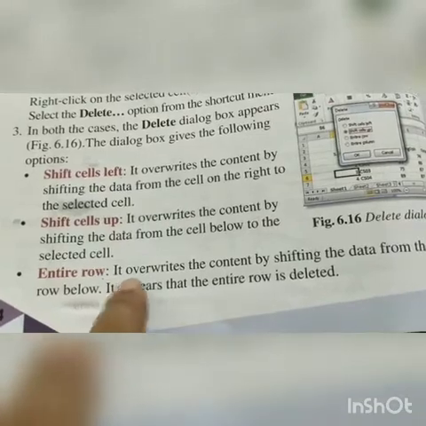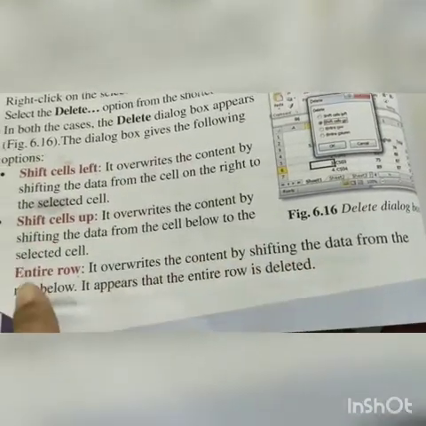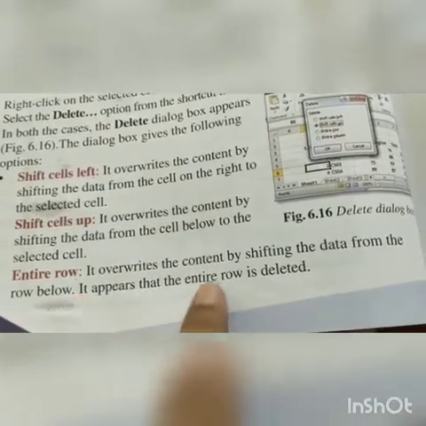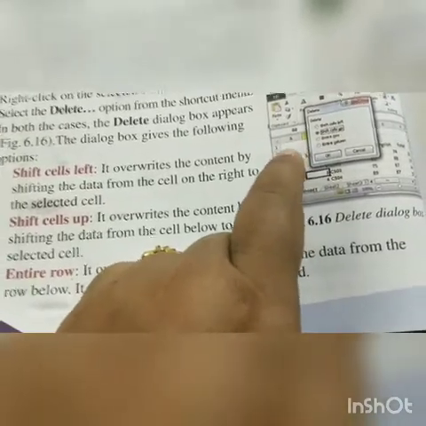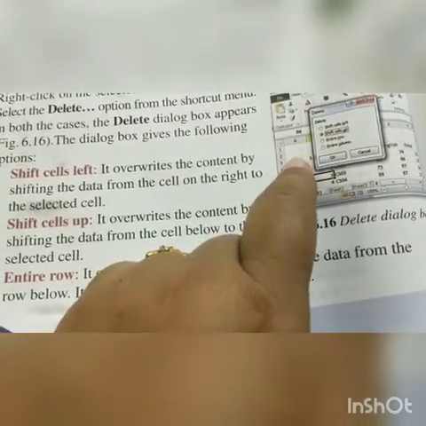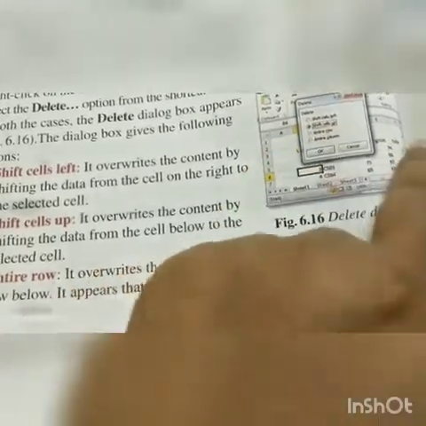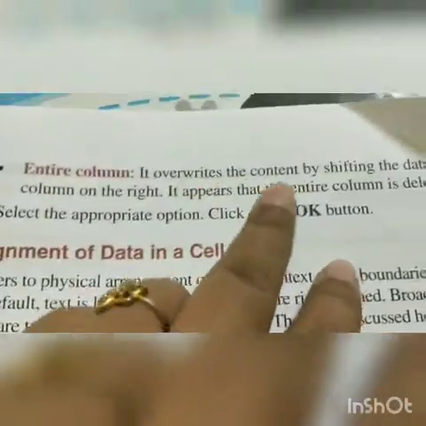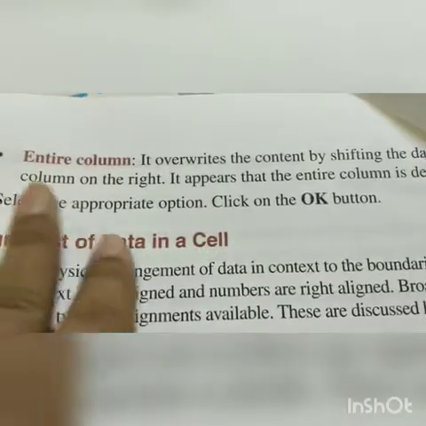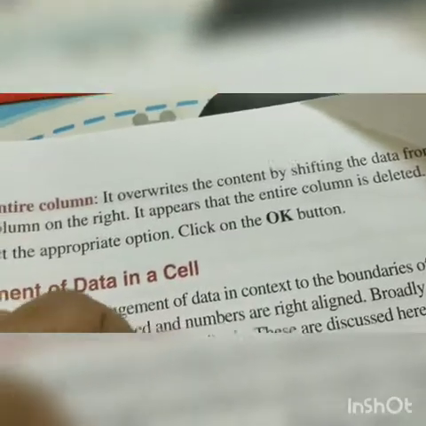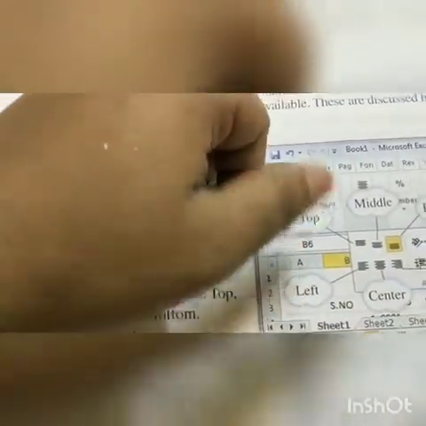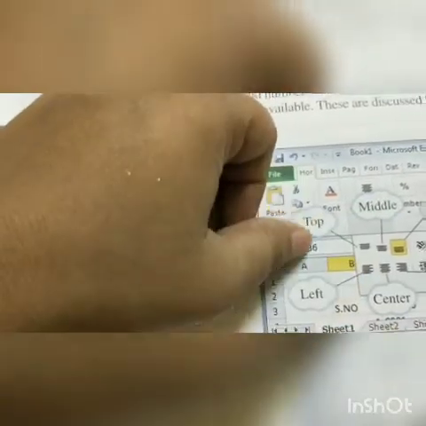Entire row: it overrides the content by shifting the data from the row below. It appears that the entire row is deleted. Suppose you want to delete this row, you can select it. Whatever data is there will be shifted to the next row, and the whole row will be deleted. Entire column: it overrides the content by shifting the data from the column on the right. It appears that the entire column is deleted. If you want to delete the entire column, whatever data is there will shift to the next column and this column will be deleted. Okay.